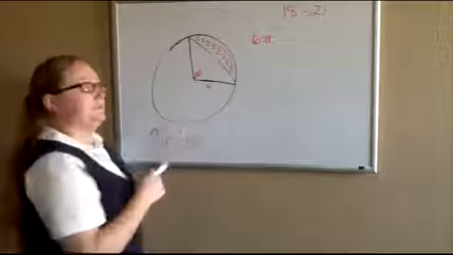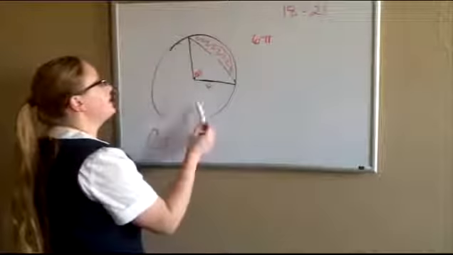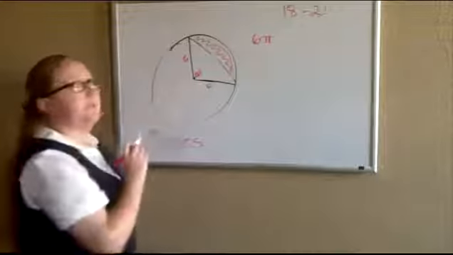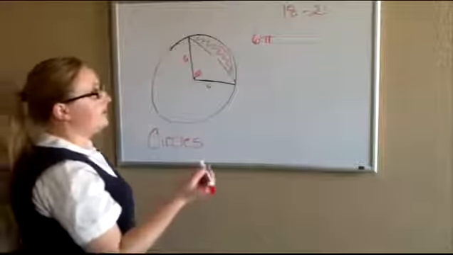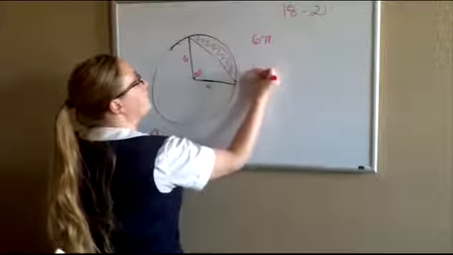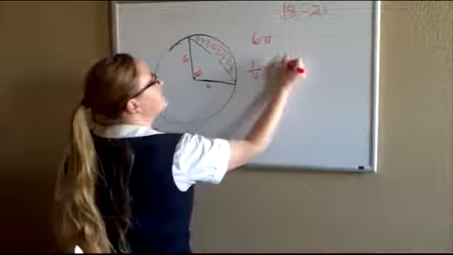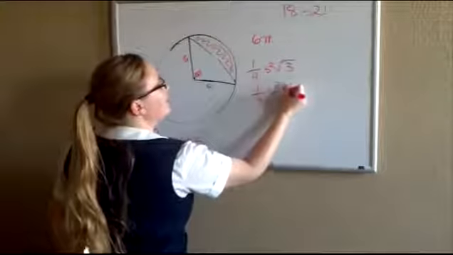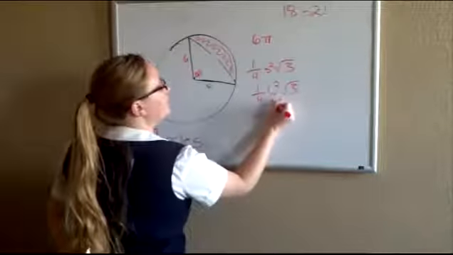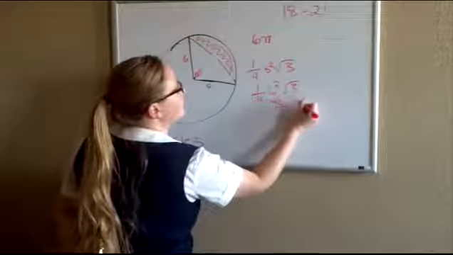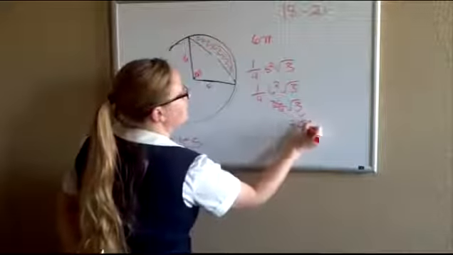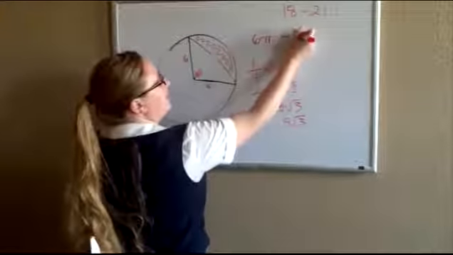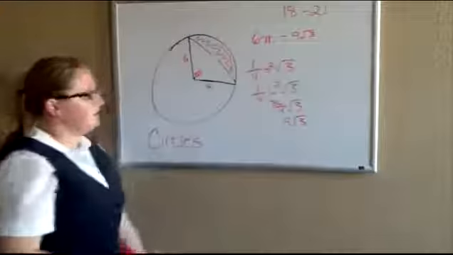Now this triangle is not just a regular triangle, it is an equilateral triangle. We know that because this is a radius, this is a radius, and this is 60 degrees. So we need to solve for an equilateral triangle. The formula for an equilateral triangle is 1/4 side squared times the square root of 3. So 1/4 times 6 squared times the square root of 3 gives you 36 over 4 square roots of 3, 9 square roots of 3. So the area of the segment is the area of the sector minus the area of the triangle. All right?